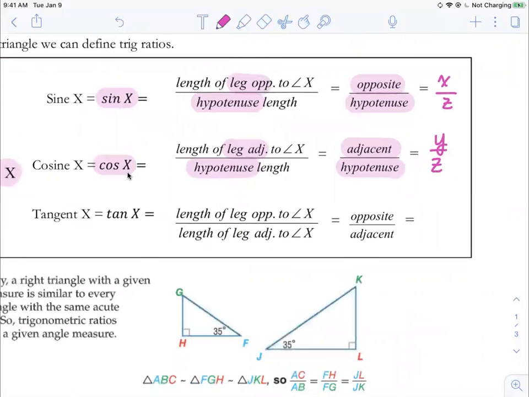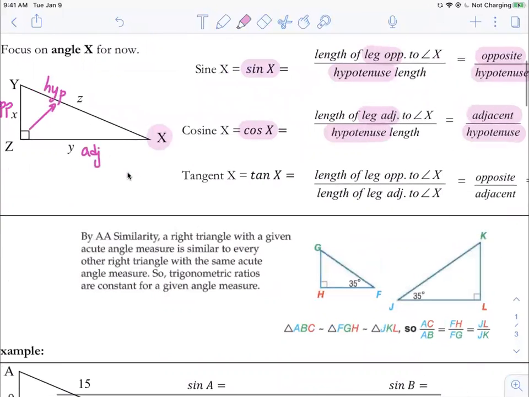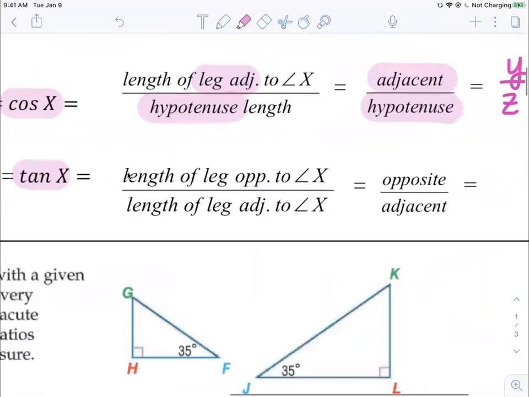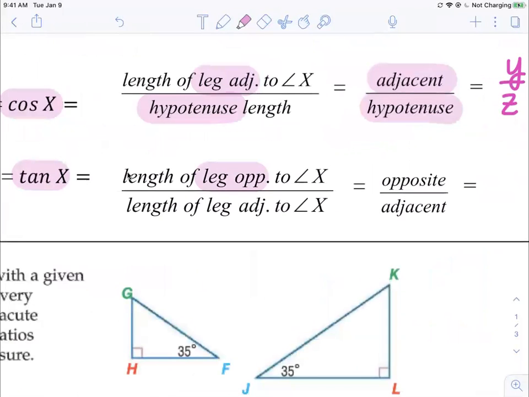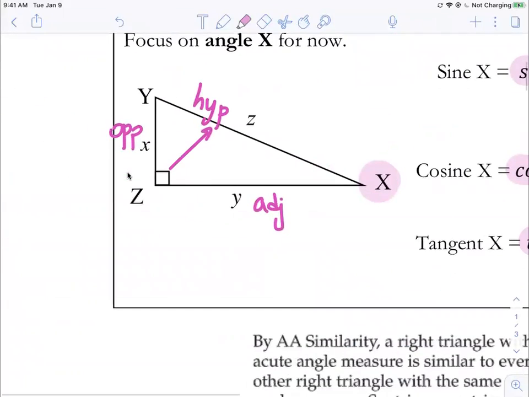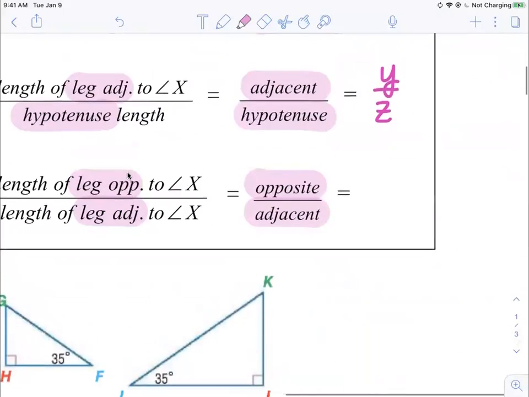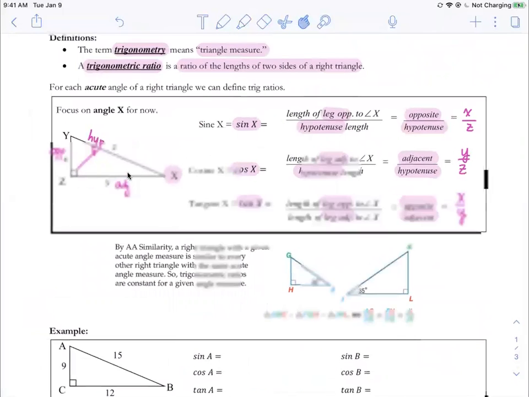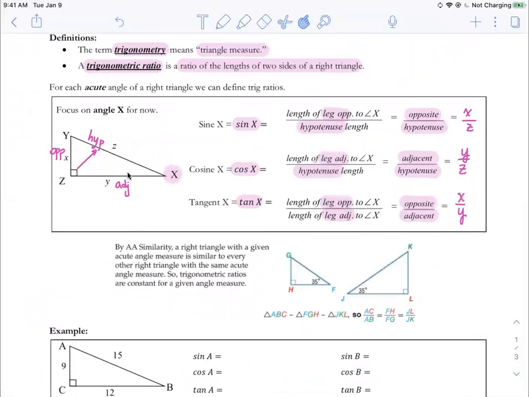2/5. The tangent of x is abbreviated as tan x, and again, you still read that as tangent of x. The leg opposite divided by the leg adjacent. So opposite over adjacent is tangent. So opposite x over adjacent y. Okay, and those are simply the definitions for sine, cosine, and tangent.